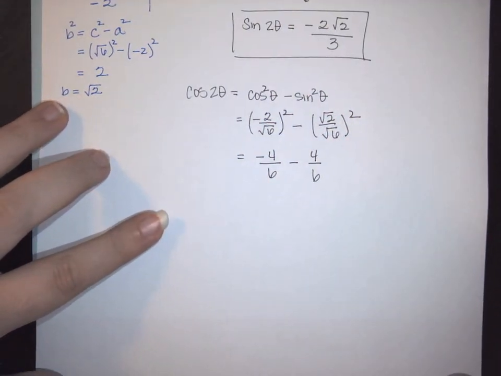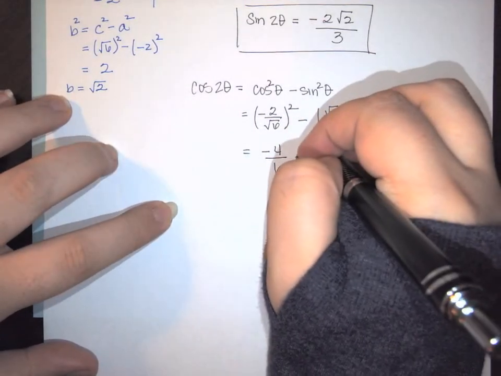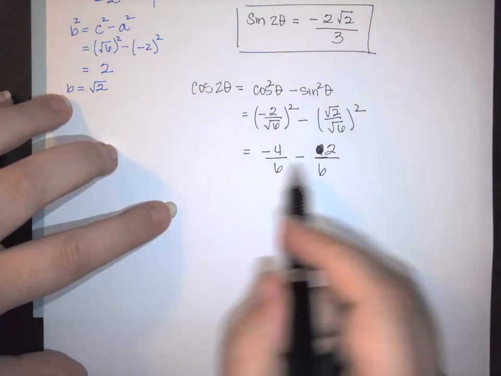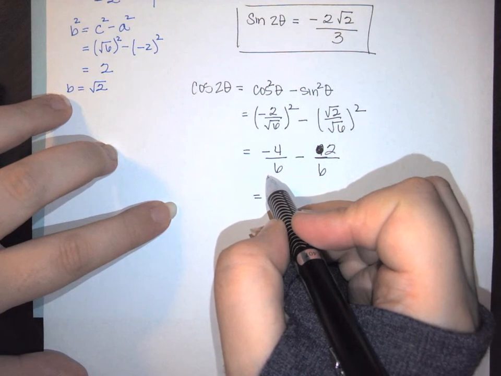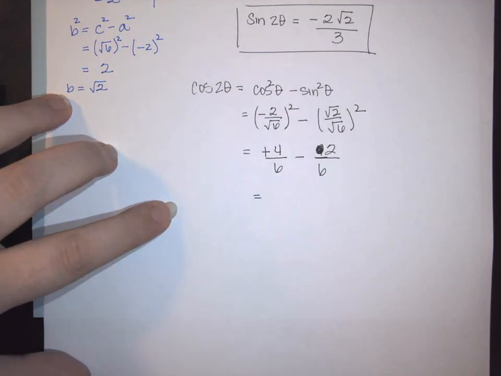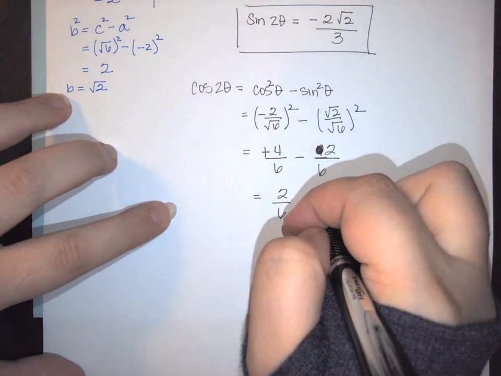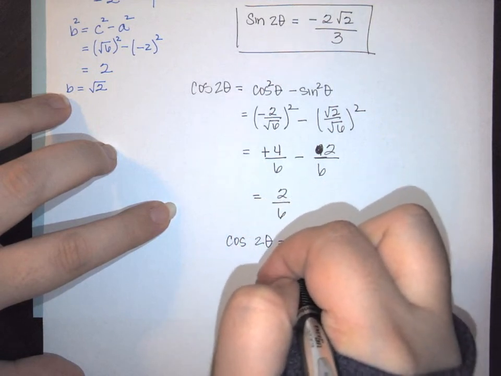So here we're going to go ahead and, sorry, this is a 2 over 6. So here we're going to combine. So this becomes 2 over 6, which is going to reduce down, so the cosine of my 2 theta is equal to 1/3.